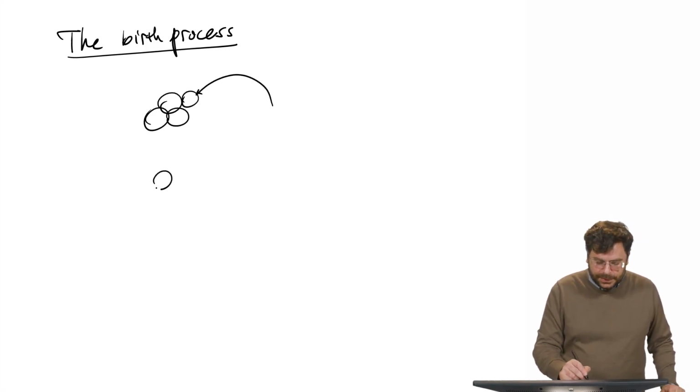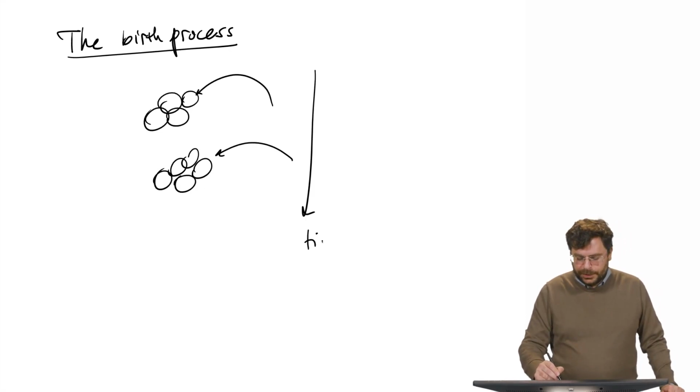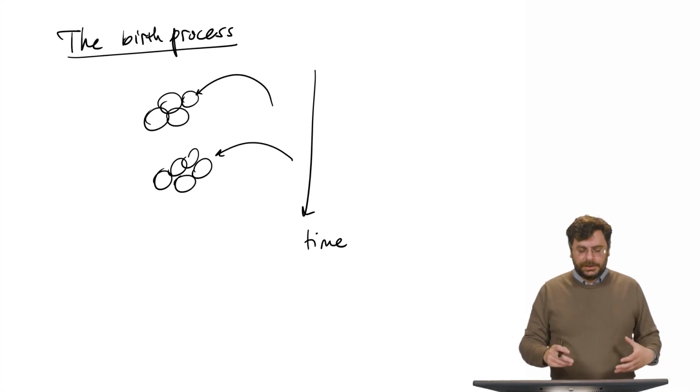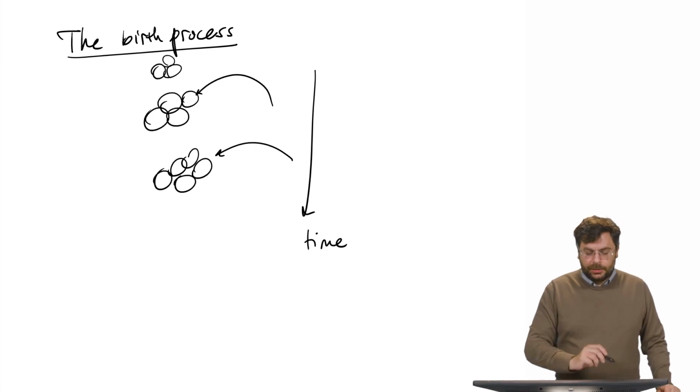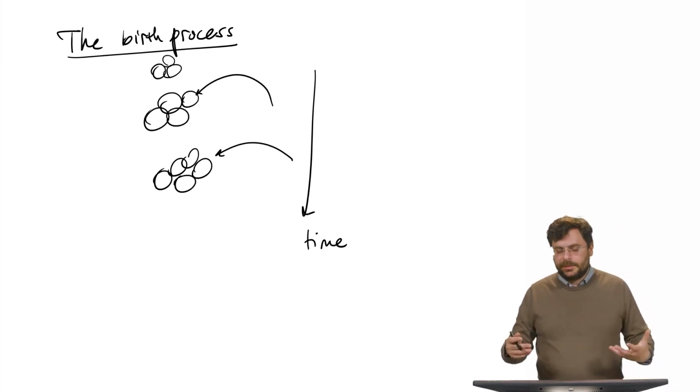Maybe this is at various time points. So you start off with an initial population, maybe 3 members, and then at some time a new member is added. At some later time, a 5th member is added.